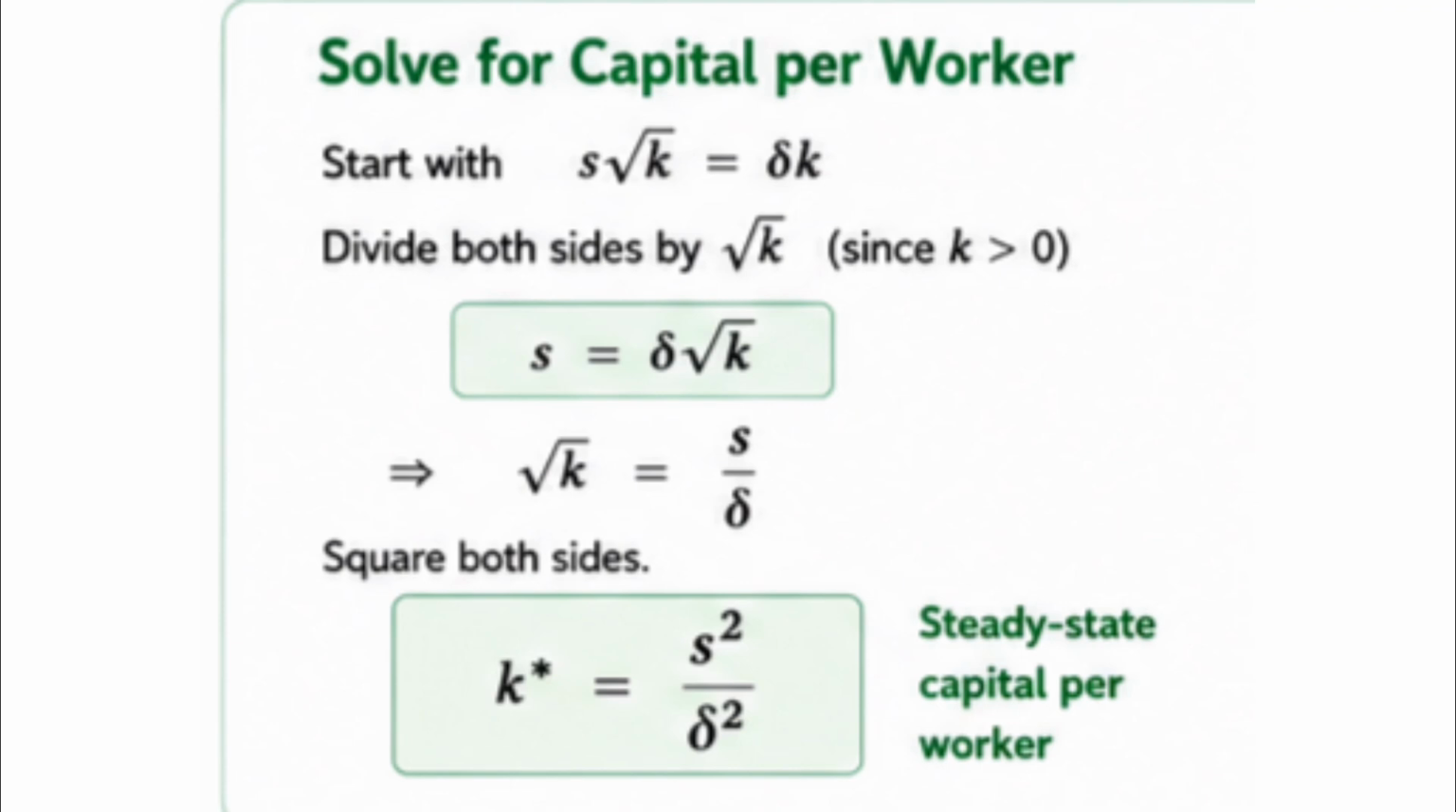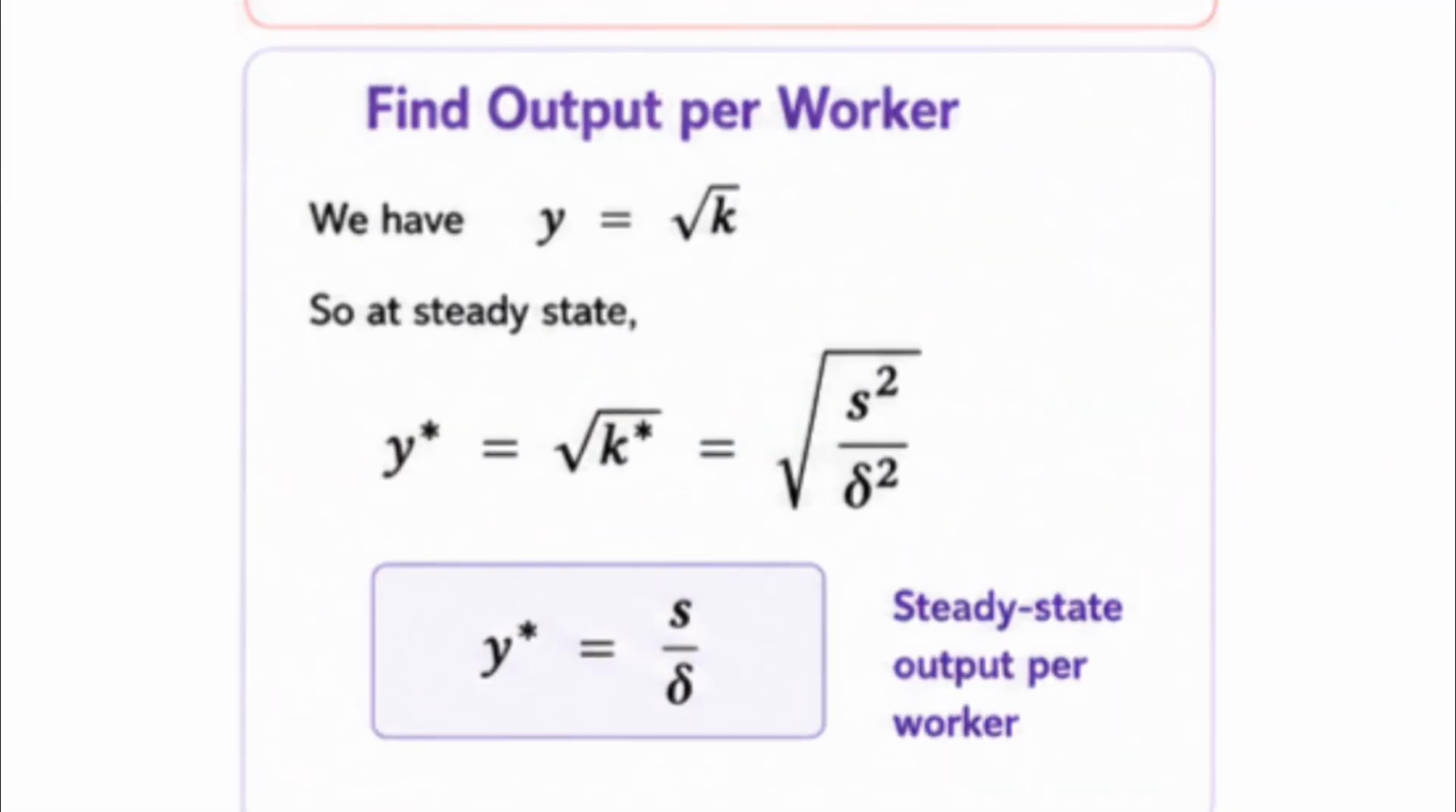Now that we've nailed down the steady state capital per worker, let's find the steady state output per worker. Since we know that output per worker y equals the square root of capital per worker k, we can just plug in our steady state value for k. This gives us the square root of s squared over delta squared, which simplifies beautifully to s over delta.